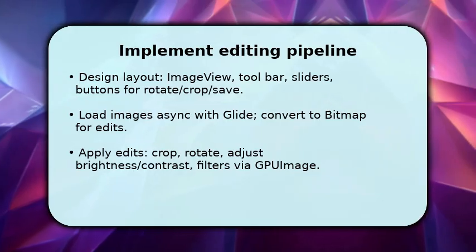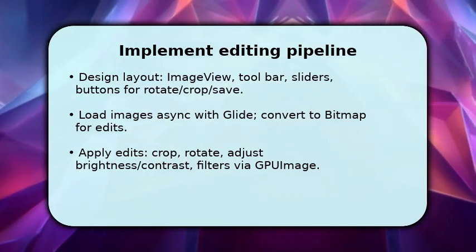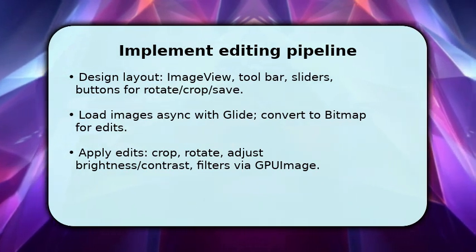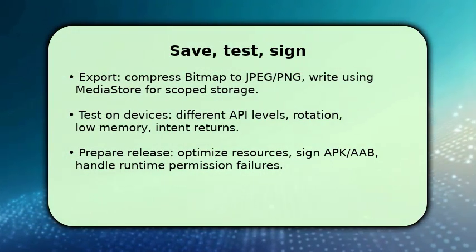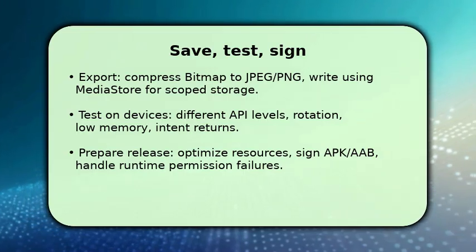Make sure to expose undo/redo by storing a small stack of bitmaps or transform parameters, so users can revert changes without reloading files. You finish by exporting edits. Compress the final bitmap and save via Media Store to support scoped storage, or use File Provider when sharing.